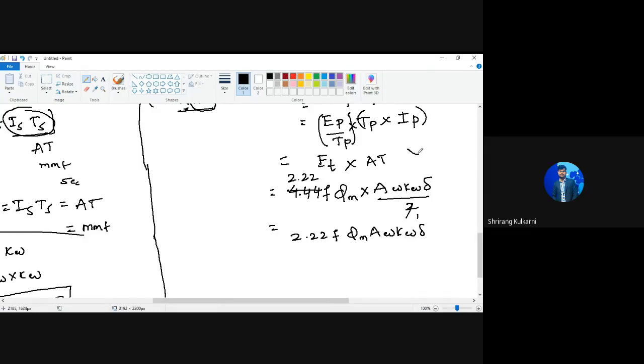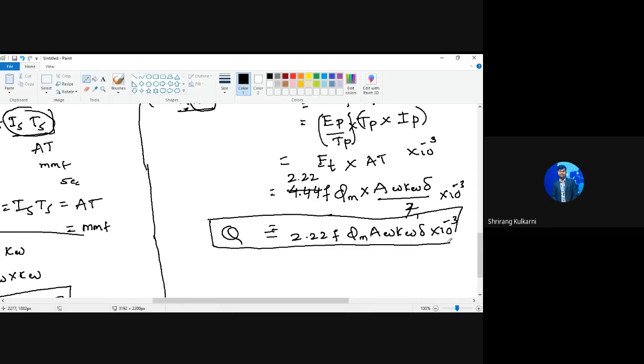One more thing we have left out. What is that? 10 to the power of minus 3. So we are writing this output equation as Q. Q is equal to 2.22 frequency, flux, AW, KW, delta, 10 to the power of minus 3. It is the output equation of transformer. Up to this, you have to write in the examination.